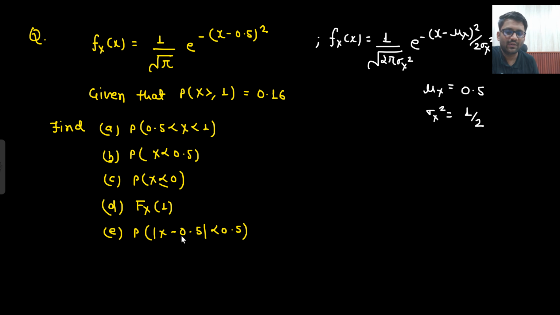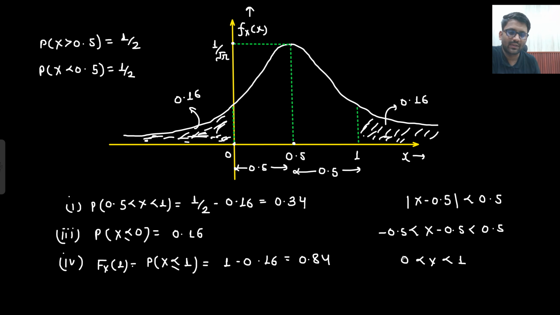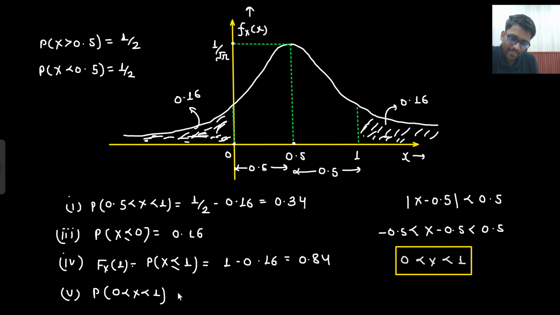And next is mod of, first let's solve this inequality. Mod of x minus 0.5 should be less than 0.5. So x minus 0.5 should be less than 0.5 and greater than minus 0.5. So if you add 0.5 in both of them, x should be between 0 to 1. This is what they are asking. So in the fifth question, they are asking probability of x taking value between 0 to 1.